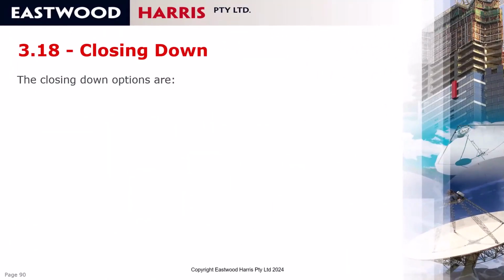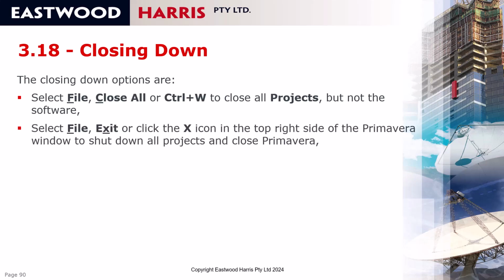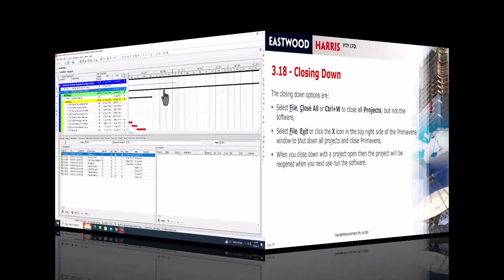Closing down. The closing down options are, first of all, if you select File Close or Control W, this will close all the projects but not the software. If you select File Exit or click the X button in the top right hand side of the Primavera window, this will shut down all the projects and close Primavera. When you close down with the project open, then the project will be reopened when you next run the software. So if you use the same project all the time, then don't bother closing it down. When you close or exit P6 and reopen, it will be reopened for you.